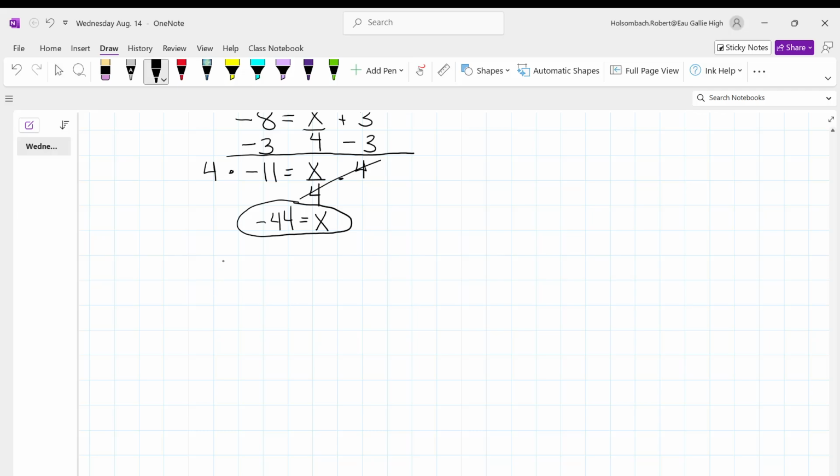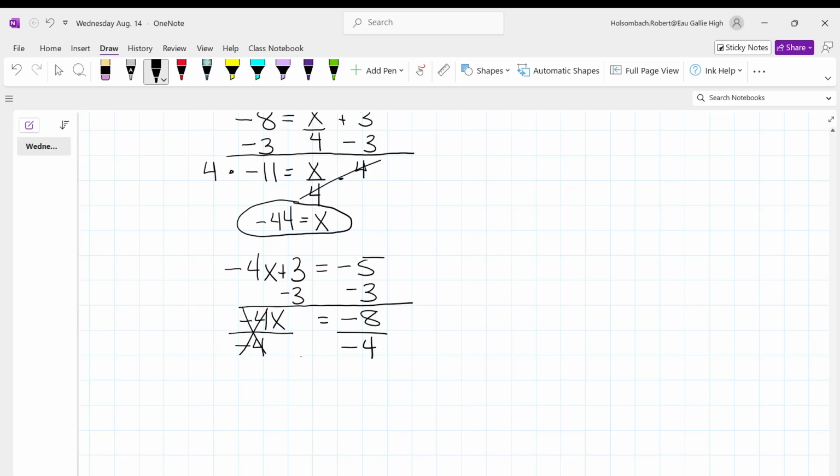All right, and last but not least, we've got -4x + 3 = -5. We're trying to get the variable by itself, so we're going to subtract 3 from each side. So negative 4x is equal to negative 5 minus 3. That's negative 8. And then we can divide both sides by negative 4. These two 4's cancel out. x comes down. And remember, a negative divided by a negative is a positive. So negative 8 divided by negative 4, that's positive 2. And we're done. x equals 2. Any questions?